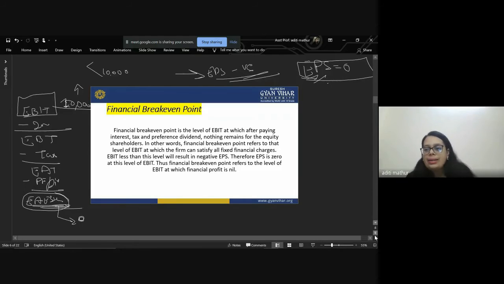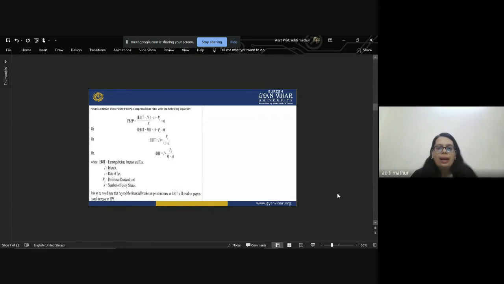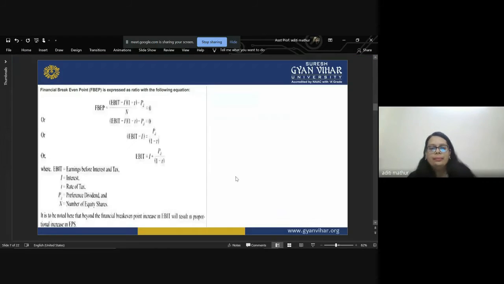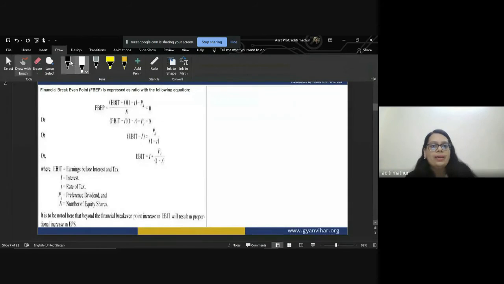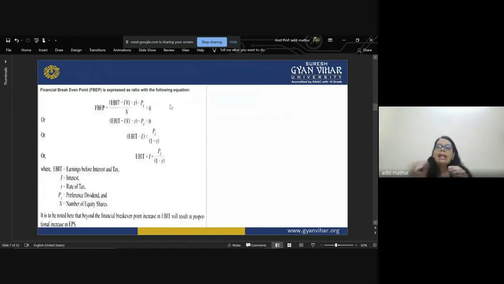So let us now understand how to calculate. Here we have a very small formula which helps us calculate the EBIT amount at the level when your EPS is going to be 0, right? So your financial break-even point is equal to that point where your EPS is equal to 0, right?